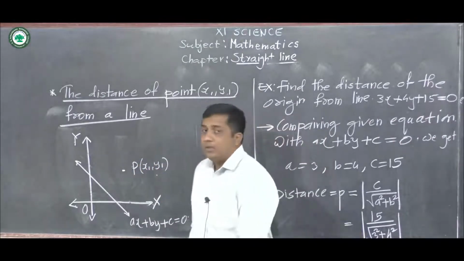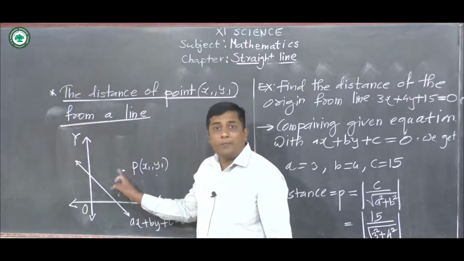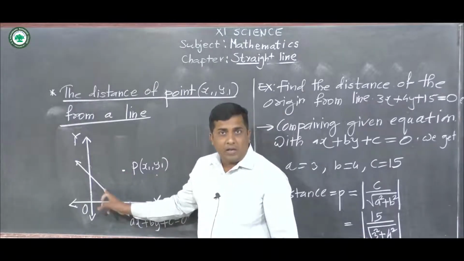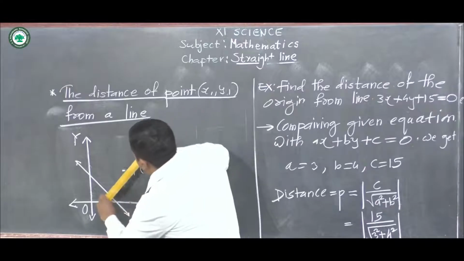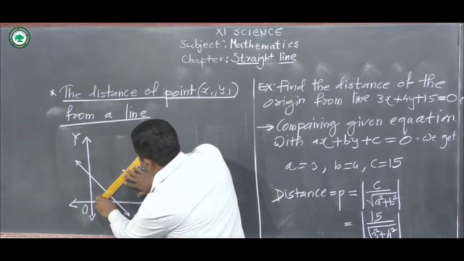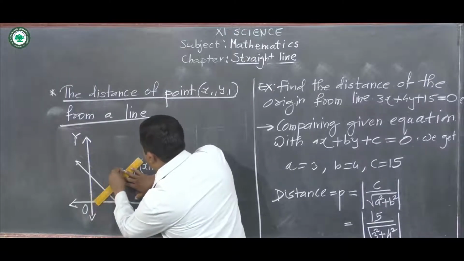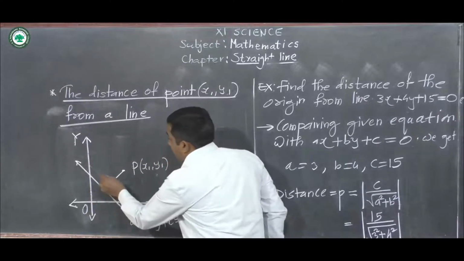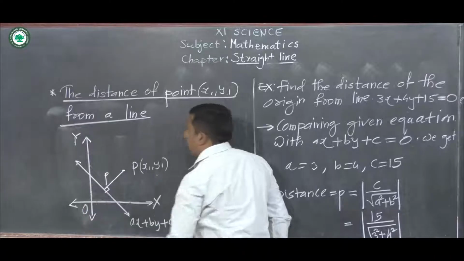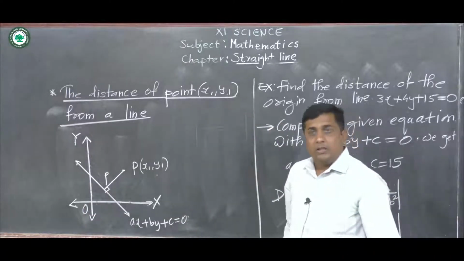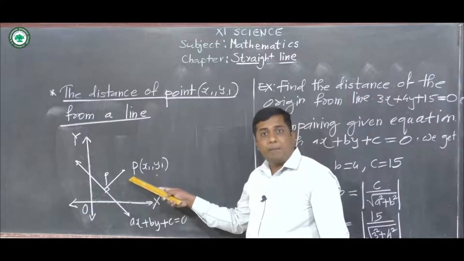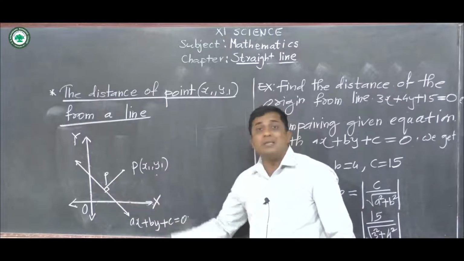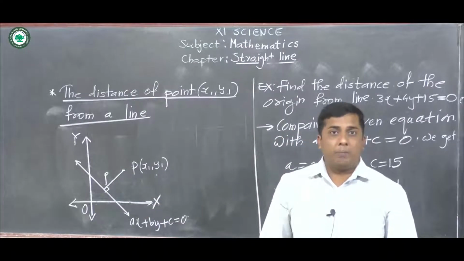We have to find the distance of this point from the given line. To find the distance, we consider a perpendicular which is drawn from point P to the line, and suppose this distance is small p. Here for the point we consider capital P, and here for the distance we consider small p.